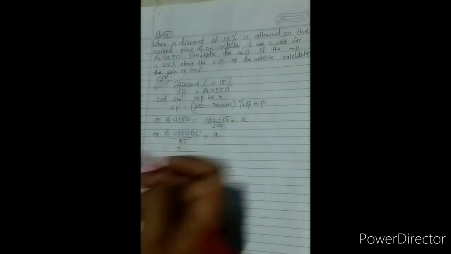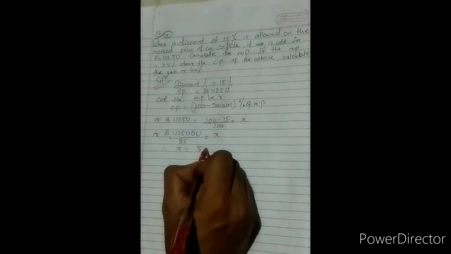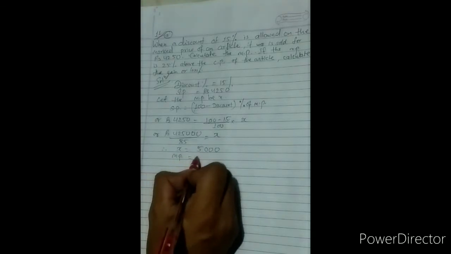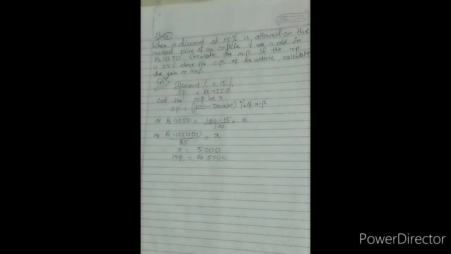Therefore value of X is 425000 divided by 85. X is 5,000. Mark price is rupees 5,000. And after getting mark price, you have to find cost price, because we have to find profit or loss percent. For that, cost price is required.